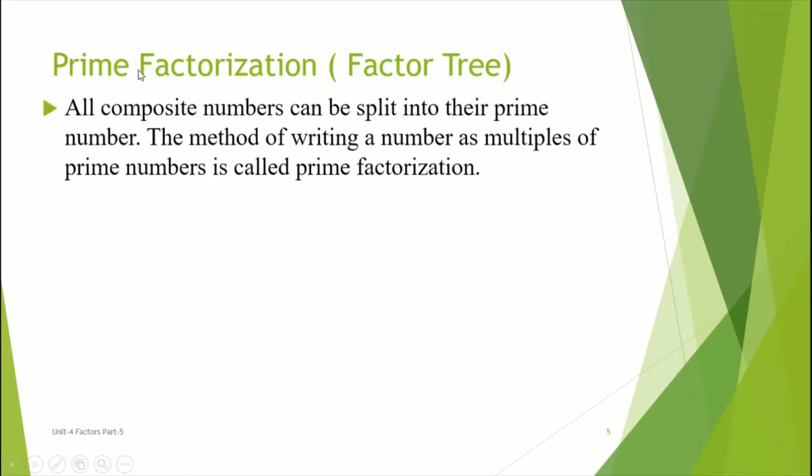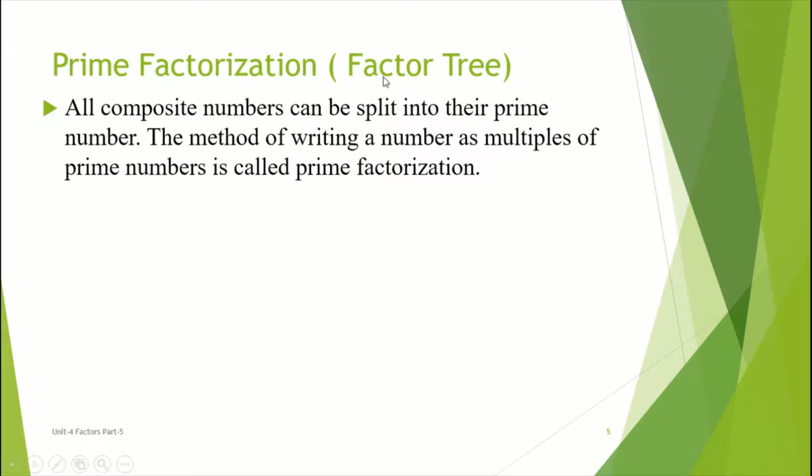So here we have the definition of prime factorization. We can take any composite number and we can split that composite number into its prime numbers. So all composite numbers can be split into prime numbers, and the method of writing a number as a product of prime numbers is called prime factorization. When we write in the form of multiples of prime numbers, that is known as prime factorization.